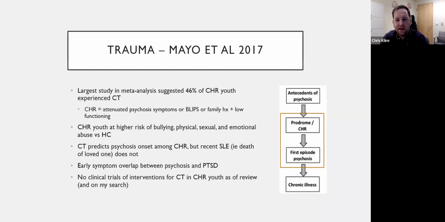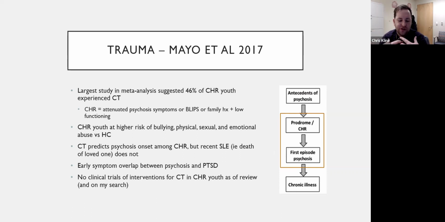So CHR is an acronym we'll use throughout this talk, and it refers to clinical high risk, which is a categorization of patients based on the presence of at least one of three criteria. That being attenuated psychosis symptoms that are maybe limited in terms of their intensity or frequency, a history of a brief self-limited psychotic symptom that resolves within 7 days, which is the BLIPS acronym, or a positive family history of psychosis plus persistent low functioning. So this is like the prodrome to having a first episode of psychosis. FEP will be first episode psychosis through this talk.